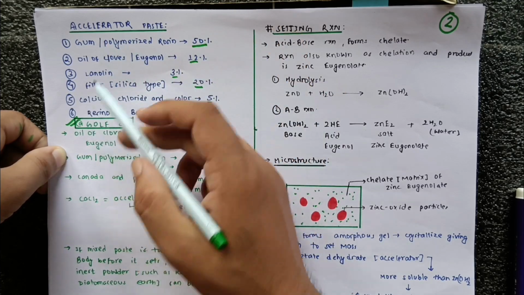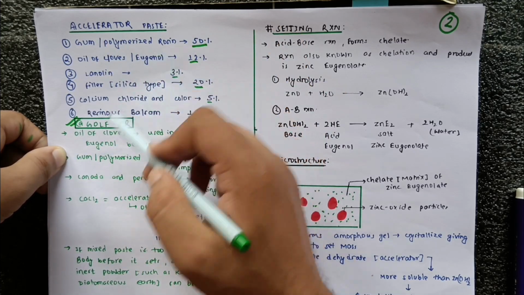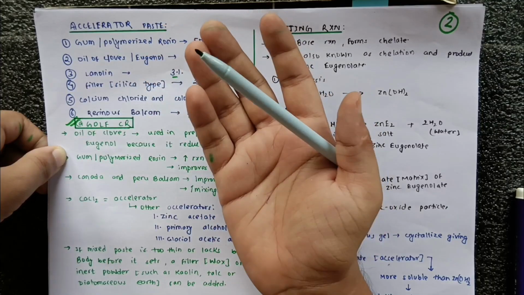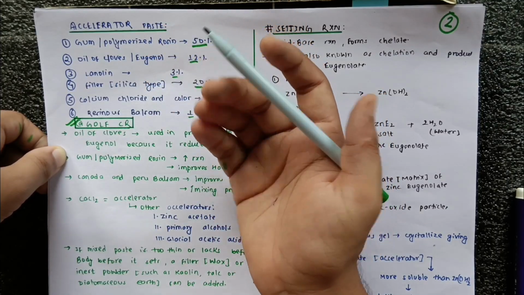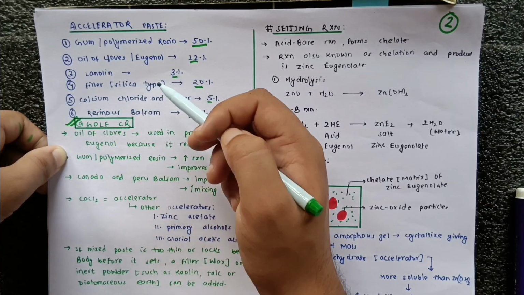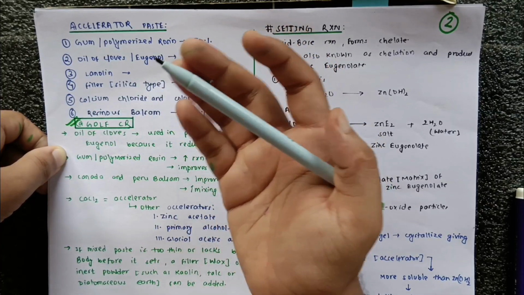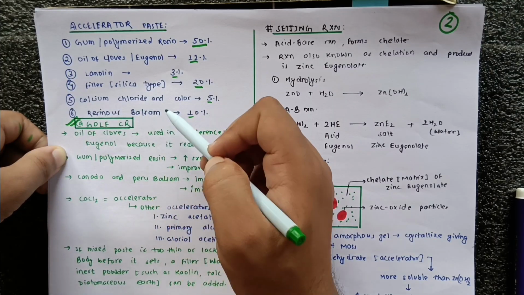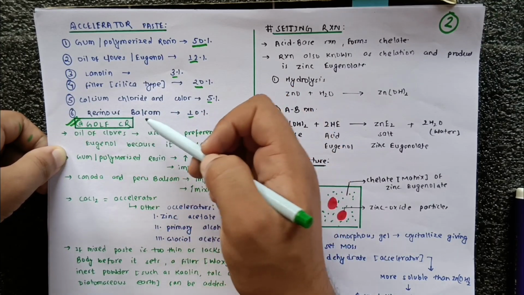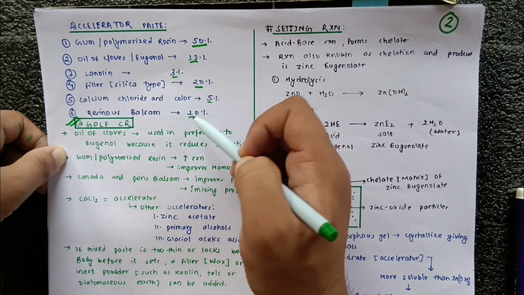So you can remember G for gum or polymerized rosin, O for oil of cloves or the eugenol, L for lanolin. After that, filler: silica type, diatomaceous earth, talc, kaolin. And CR means calcium chloride and color. Another is the resinous balsam, which is present at 10%.